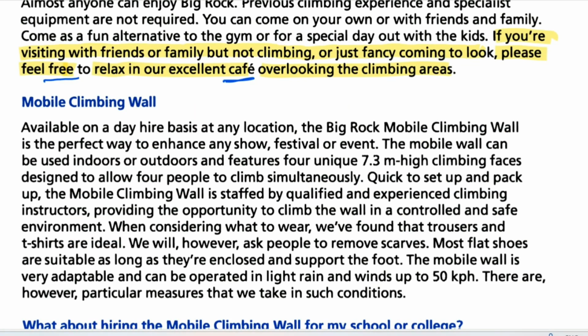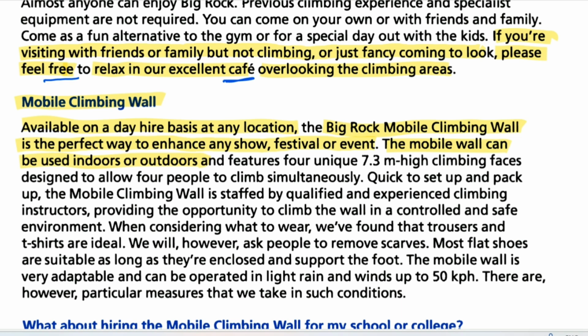Next question. People can arrange to have a climbing session in their own garden if they wish. Alright. So, mobile climbing wall. Mobile means movable climbing wall. That means you can take this climbing wall anywhere you want and you can do the climbing. Available on a day hire basis at any location. The Big Rock mobile climbing wall is the perfect way to enhance any show, festival or event. The mobile wall can be used indoors or outdoors.